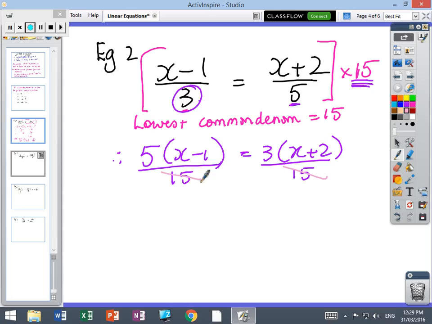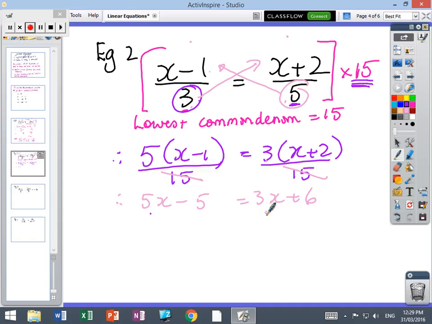And again, from last year, your teacher might have just said, when you've got just 2 fractions, you can do a cross multiply. So that's another way of doing it. So the 3 crosses over to the x plus 2, and the 5 crosses over to the x minus 1. And then from there, we just expand out. So 5x minus 5 equals 3x plus 6. And changing colours again.